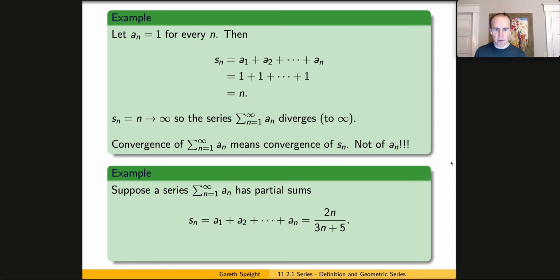Okay, here's a different type of question. Suppose we're given the partial sums. So suppose we're given a series, we don't know what the an's are, but we know that the partial sums, the sum of the first n terms, supposedly work out to be 2n over 3n plus 5. Okay, then the sum of the series is the limit of the partial sums. So we just take the limit of this sequence of partial sums Sn. In this case, we divide top and bottom by n. It comes out to 2 over 3. Okay, that's the sum of the series, which is 2 over 3.